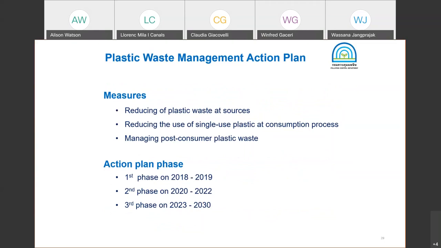After we conduct the roadmap, we propose the plastic waste management action plan, which has 3 phases of measures. The first is reducing plastic waste at source, and the second is reducing the use of single-use plastic at the consumption process. And the last one is managing post-consumer plastic waste. Now we propose the action plan to the cabinet. The action plan now concludes the first phase and the second phase together. We will propose it to the cabinet soon. Next slide, please.